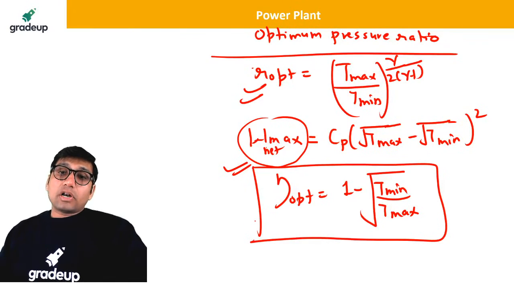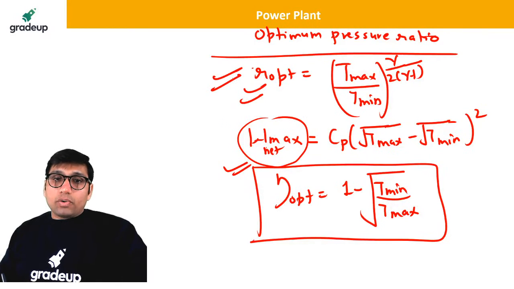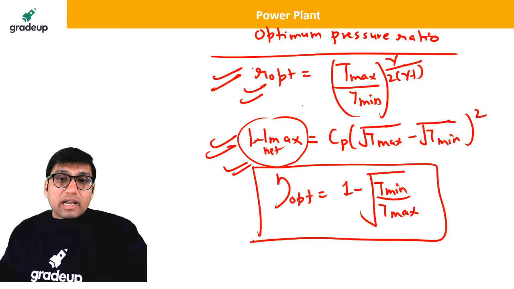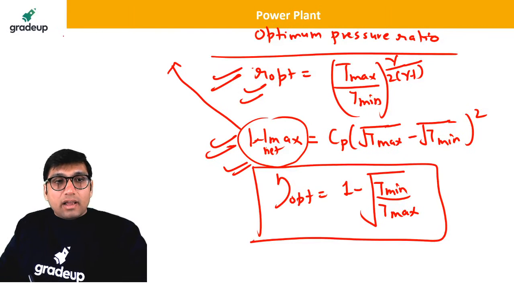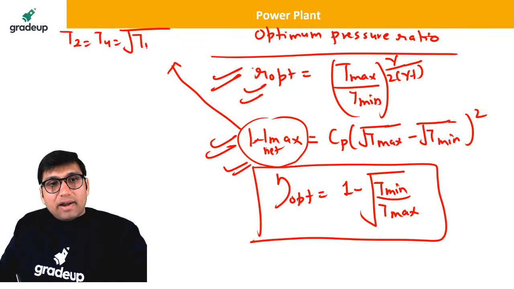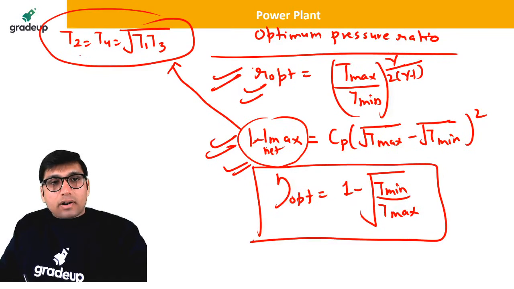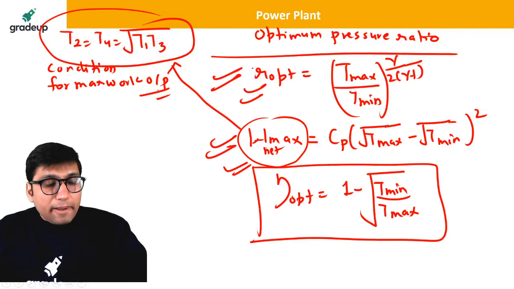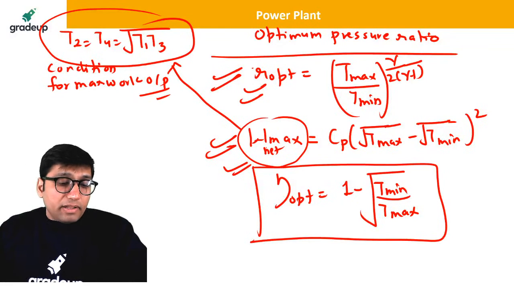These are very important formulas: the optimum pressure ratio, the maximum net work output, and the condition for maximum net work output, that T2 will become equal to T4, which will become equal to root of T1 T3. This is the condition for maximum work output in the Brayton cycle. Okay, clear everyone? These are some important formulas that you have to remember.